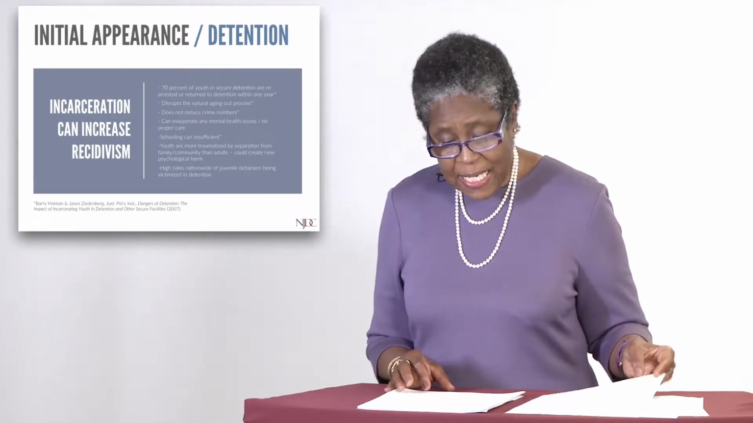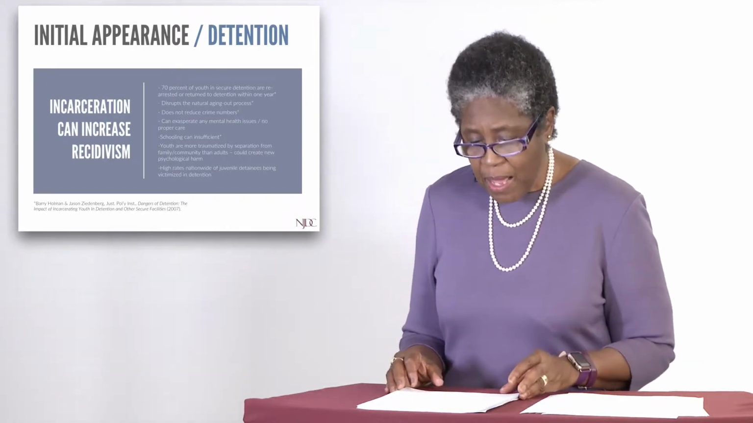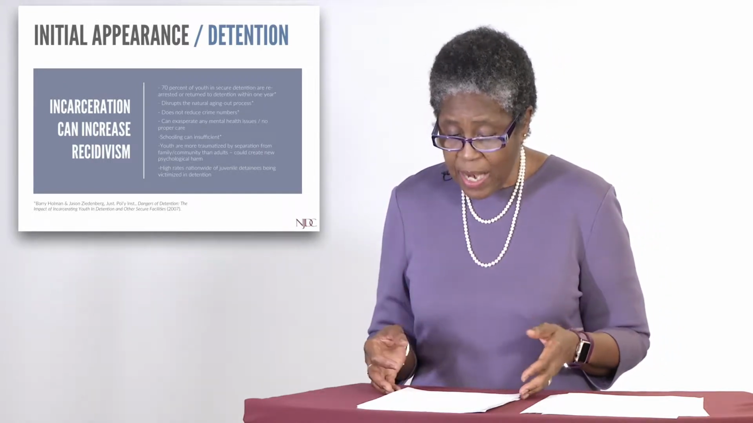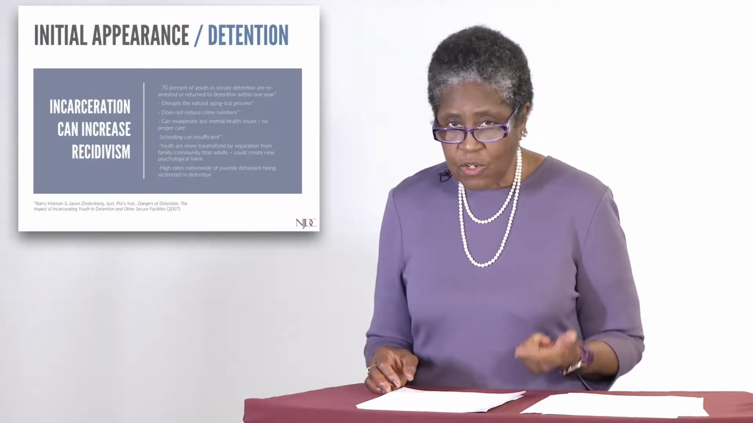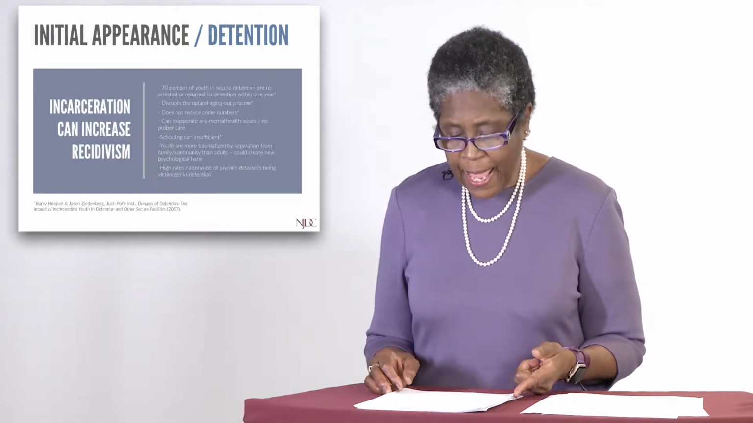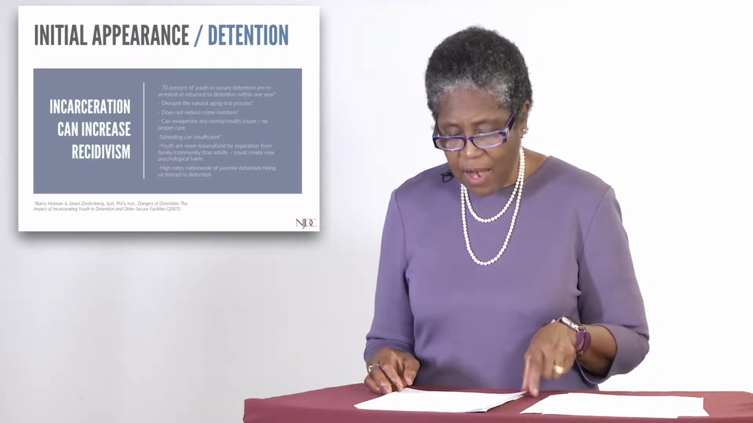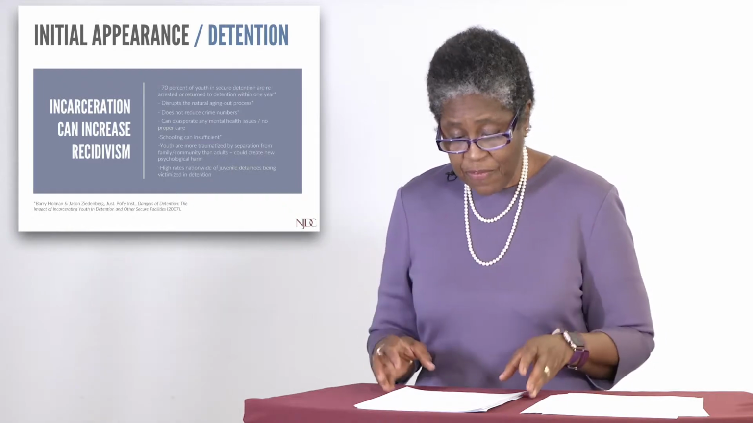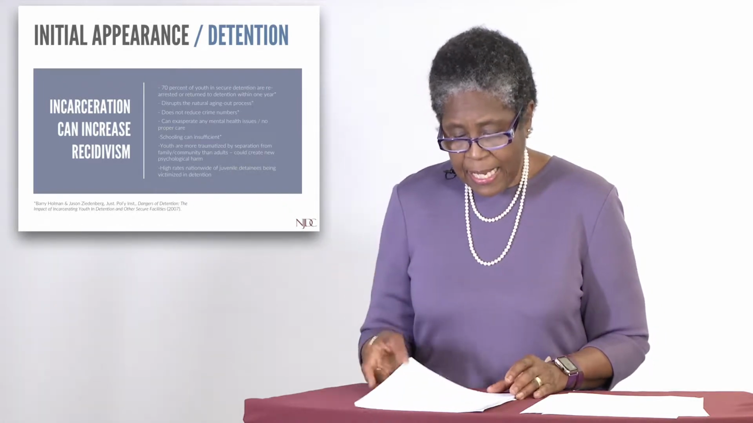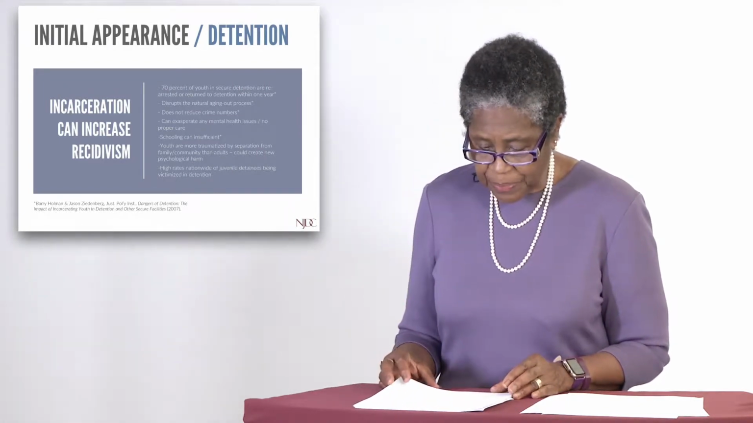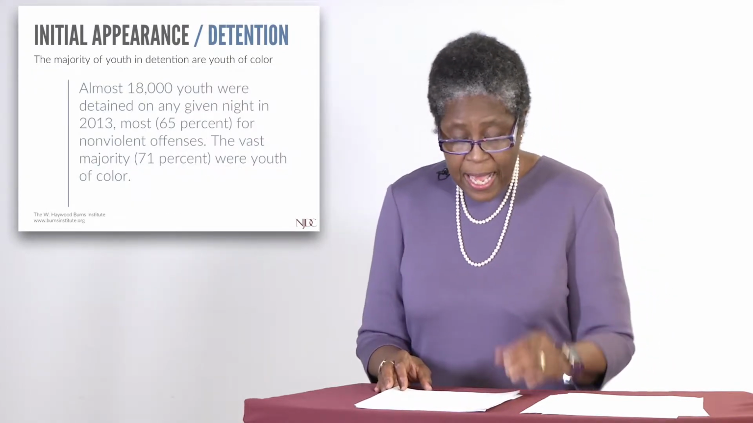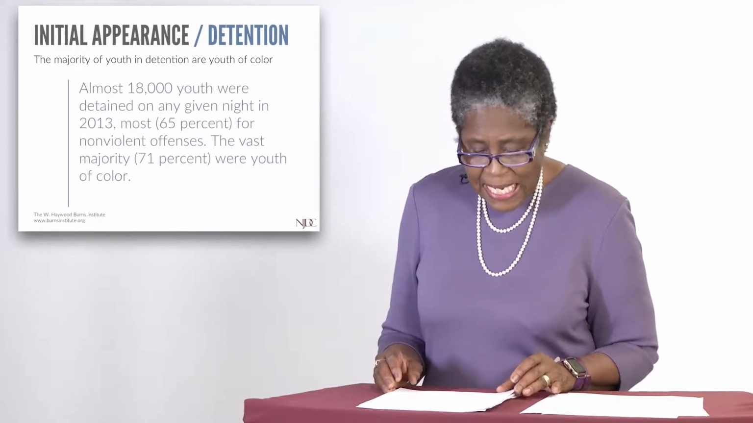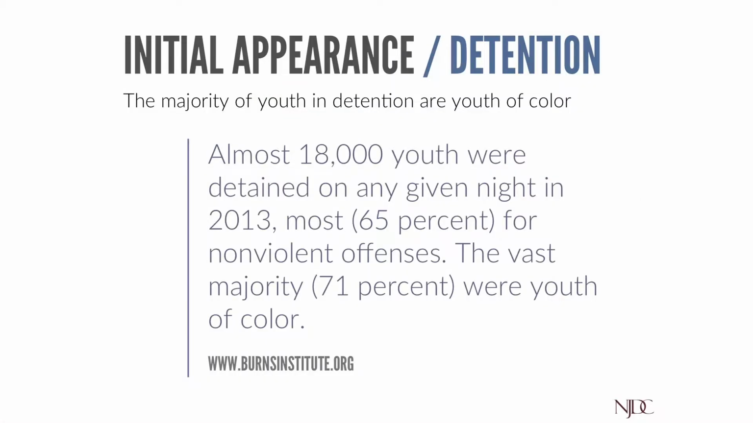Youth who are detained, especially girls, youth with mental health issues, and youth who identify as LGBTQ, GNC are at higher risk of physical and sexual assault in detention. And these risks are substantially higher in adult correctional facilities. It's bad enough if they're in a youth detention facility, but if we put them in adult, it's even more traumatic. We know that the next slide, for example, shows that almost 18,000 youth were detained on any given night in 2013.